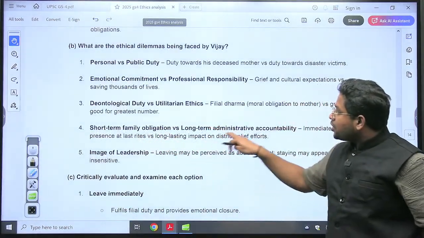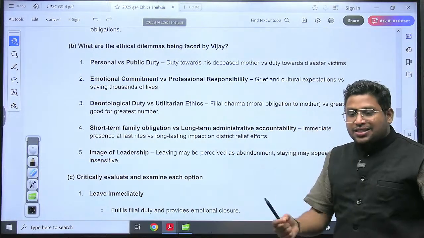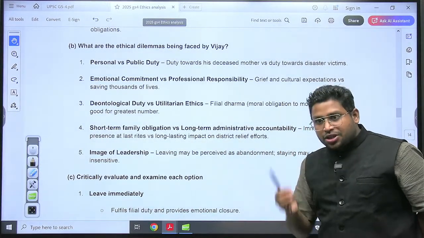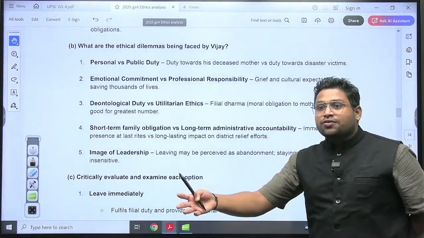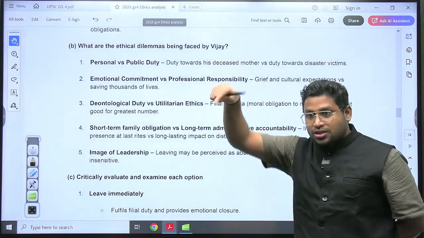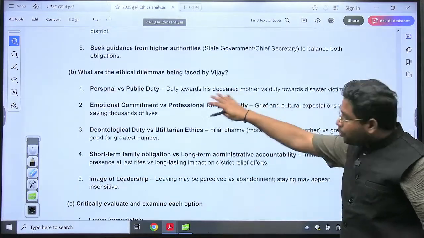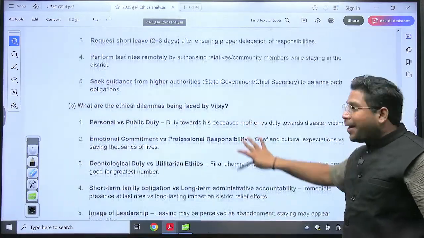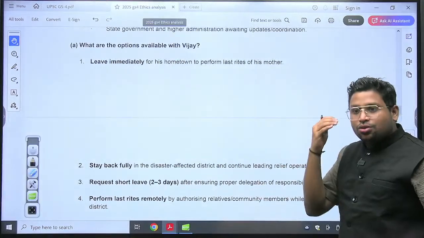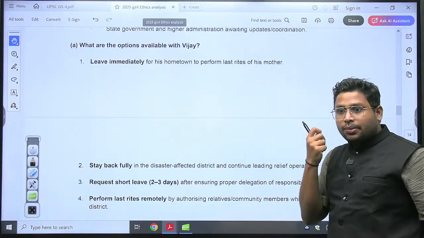Short-term family obligation, long-term administrative accountability. If he leaves the place immediately, he's not taking care of the responsibility, there will be lot of consequences at that particular place. So show all that. Okay, look at this part first. Automatically you will understand what action to be taken. This is not something like rocket science you need to think about.